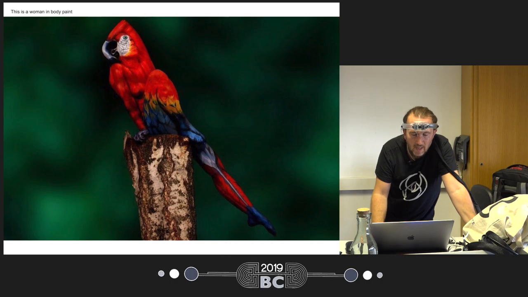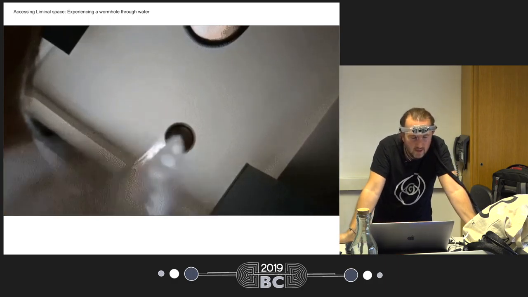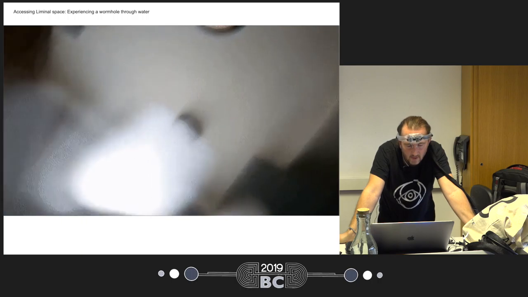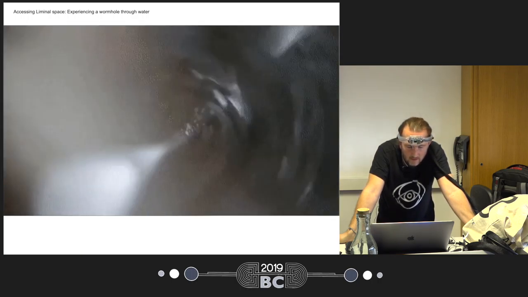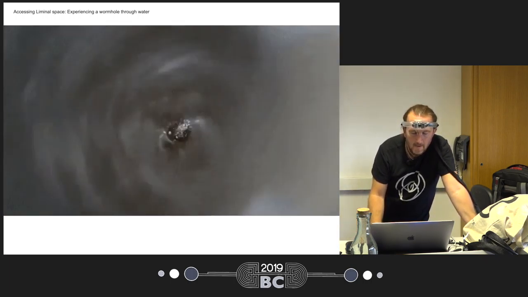This is a woman in body paint. This is a tree stump and a human fingerprint. And this is accessing a liminal state through just looking at water in a new way. So accessing a wormhole through water.